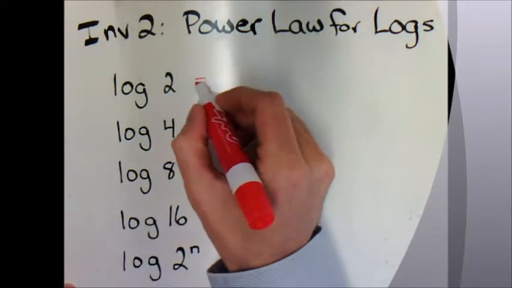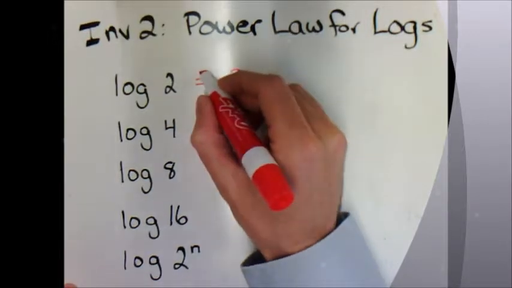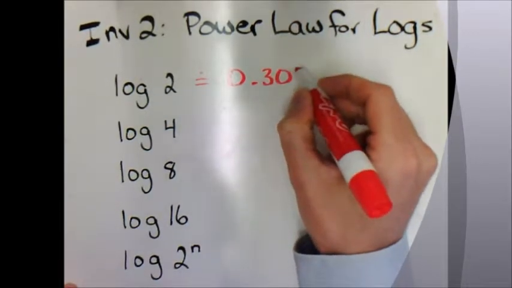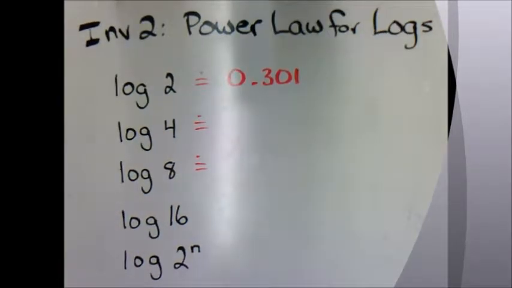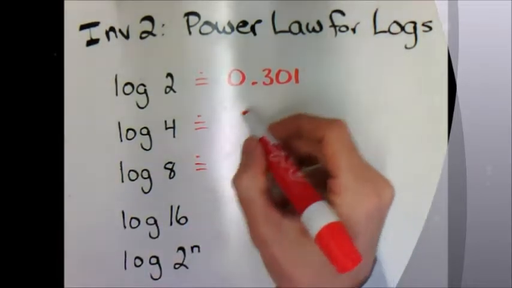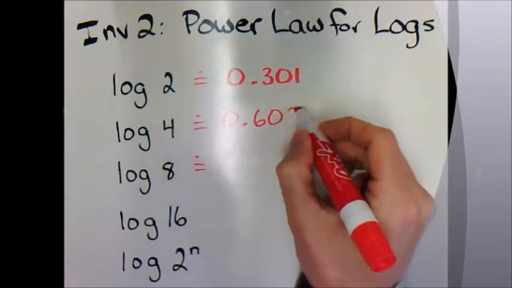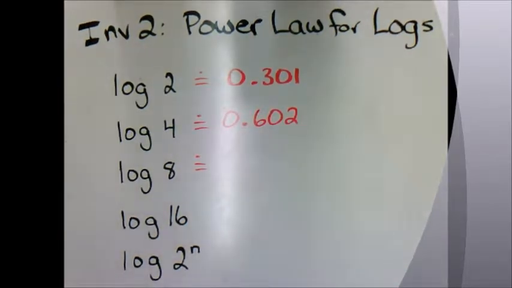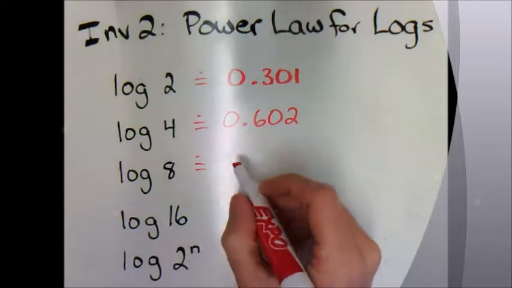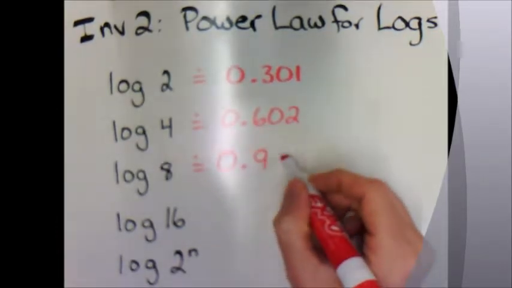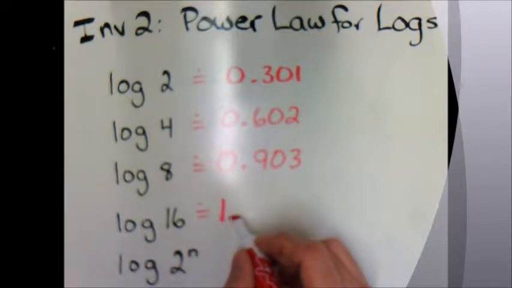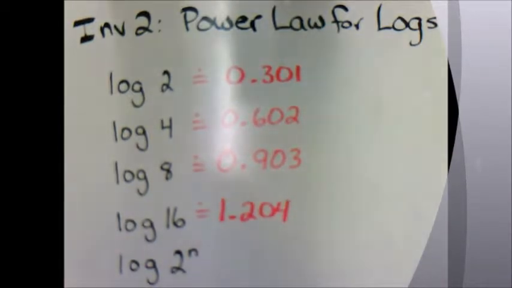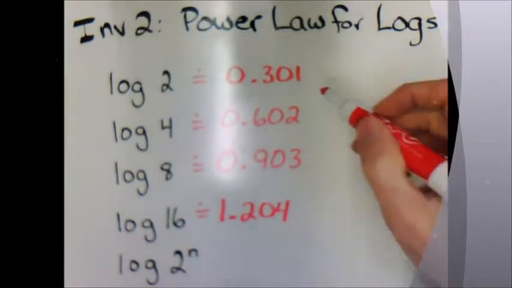So log 2 in your calculator is approximately 0.301. We'll go to 3 decimal places. All right, log of 4: 0.602. Well, finding a pattern in this one is going to be fairly straightforward. Log of 8: 0.903. Log of 16: 1.204. Now, we can see a clear pattern.